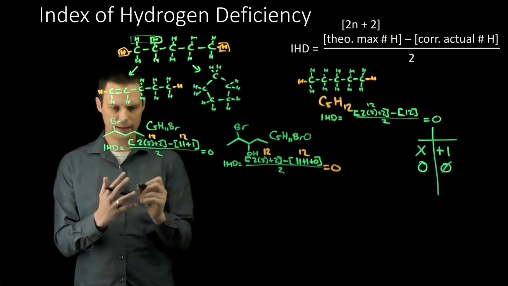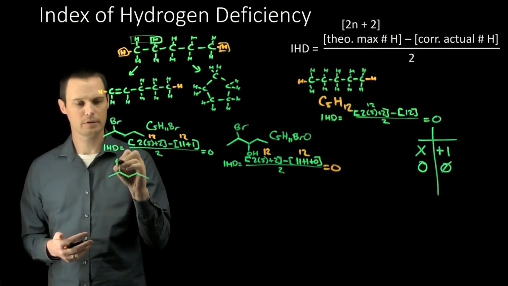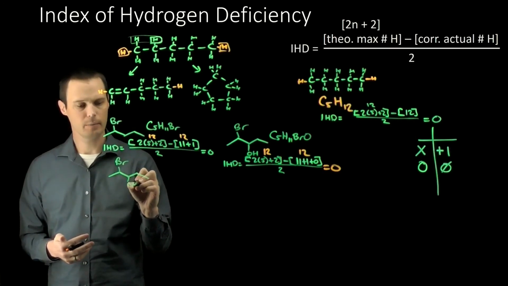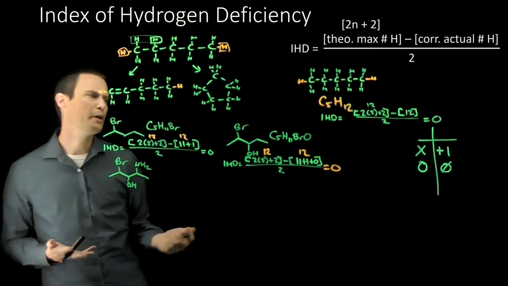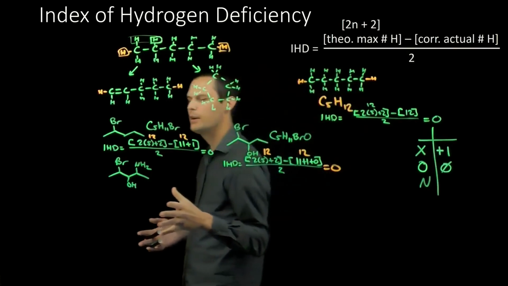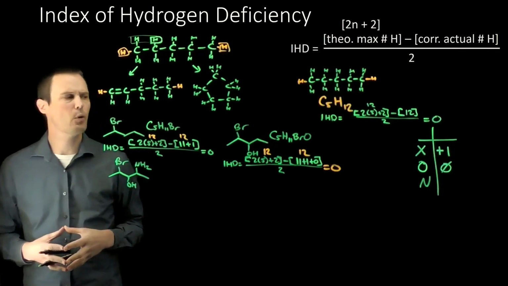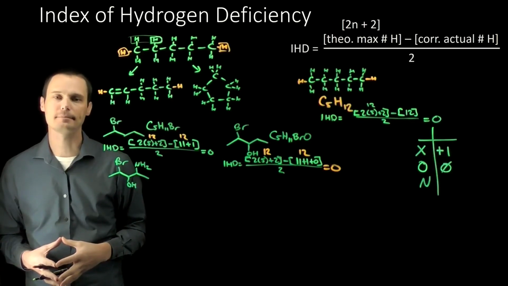Now let's do one last example to finish out our discussion here. Again, we've got our bromine, our oxygen, and now we have a nitrogen in the molecule. What correction factor are we going to need for a nitrogen in the molecule? Take a second on your own, see if you can figure out how we're going to correct for a nitrogen given what we've talked about with the bromine and the oxygen.